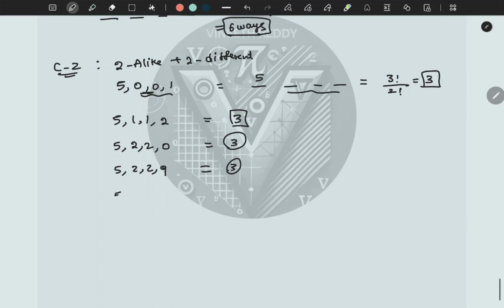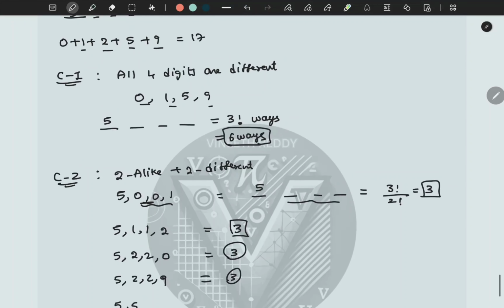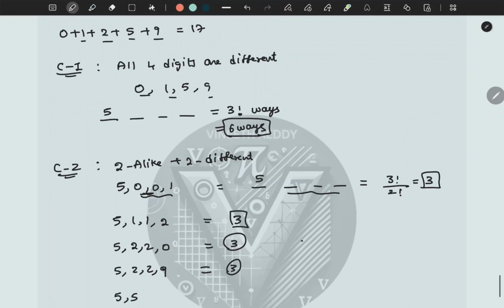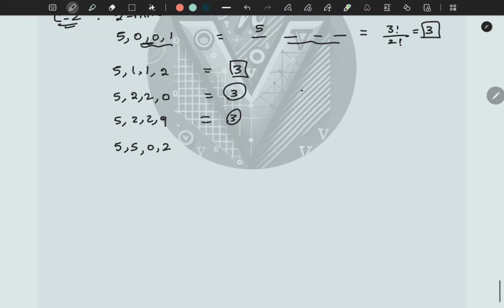Now what if 5 is repeated twice? 5 plus 5 is 10, and it should be divisible by 3. So 10 plus, I think, 2, right? So can we write 0, 2? Yes. Now how many ways do we get, dear students? The first digit should anyways be 5, and the remaining digits can be arranged in 3 factorial ways because there are 3 places.